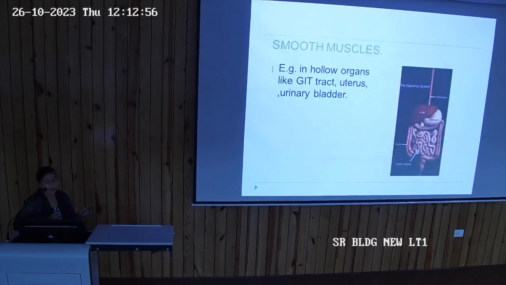Now, where are these smooth muscles present? In the GIT, in the bladder, in the uterus. So in visceral organs, they are having the smooth muscles.